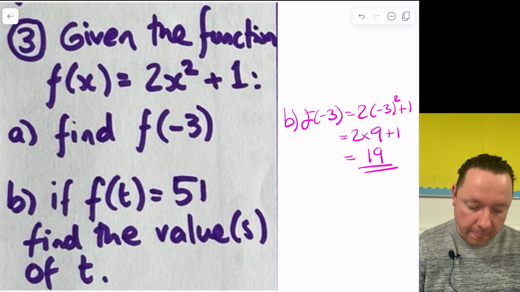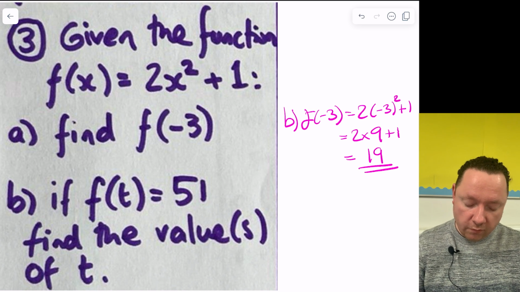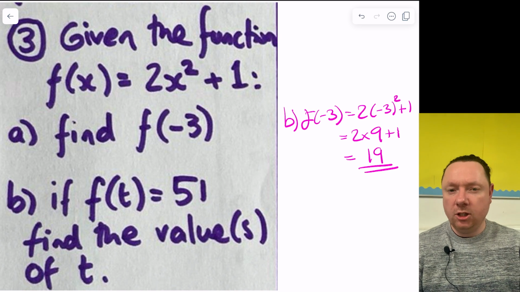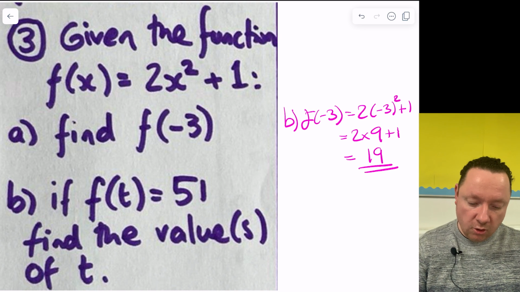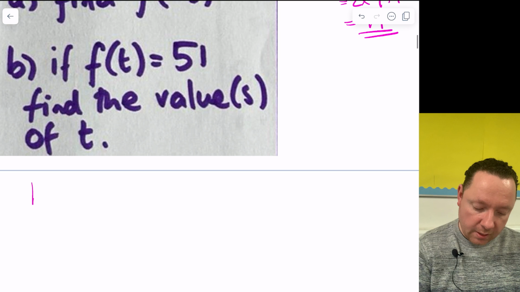And we're done there. If f of t equals 51, find the value or values of t. So if it says it equals a number, I make the function 2x squared plus 1 equal a number, but this time it's t, so I just change it to t, no big deal. 2t squared plus 1 equals 51. So part B, 2t squared plus 1 equals 51.